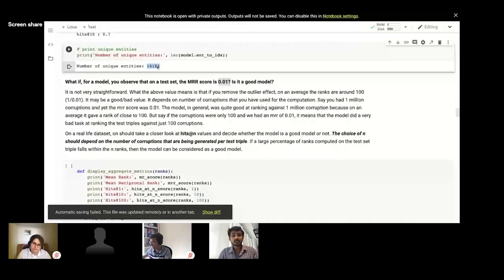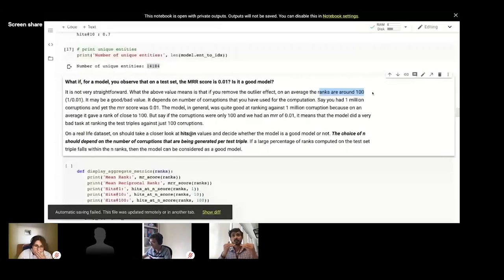Let's say you had only 1,000 corruptions and your MRR score is 0.01. That means on average, after removing the outlier effect, your average rank is close to 100. So per triple, when you generated 1,000 corruptions, your model was able to rank your true positive at around 100th position. So you had 100 negatives above it. Since 1,000 is a small number of corruptions, this is a bad value. So your model is not doing well on your data set.